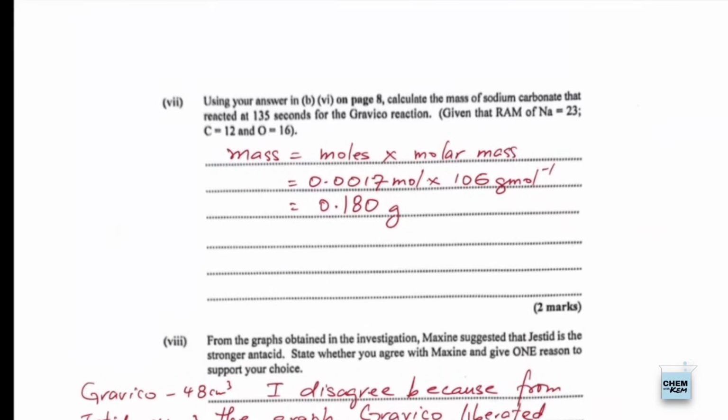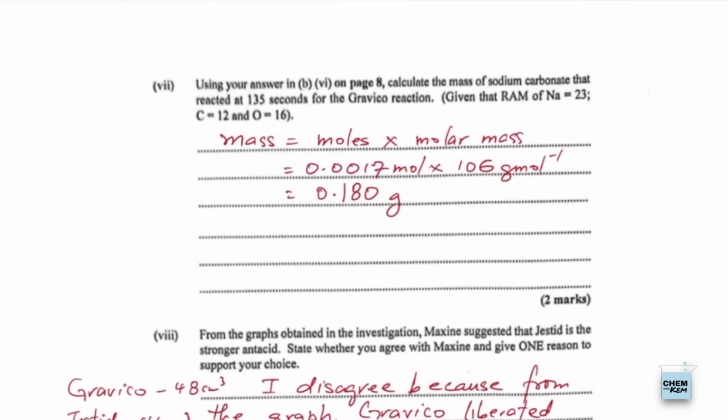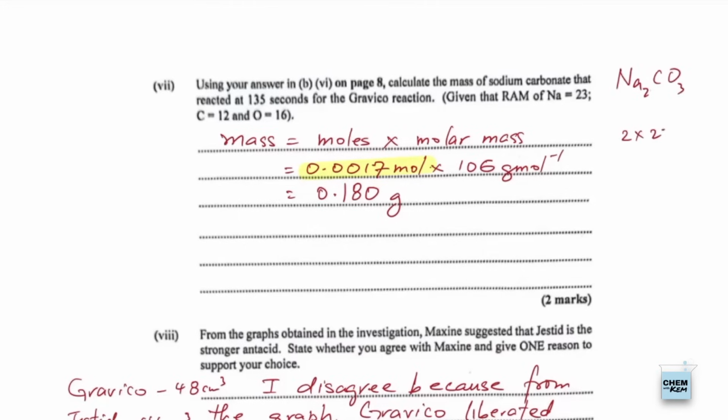So using our answer in B4, we're to calculate the mass of sodium carbonate that reacted at 135 seconds. We already know that the number of moles of sodium carbonate is 0.0017 moles. So what we want to do here is convert from moles to mass, and we do that by multiplying by the molar mass. So what we need to show them is that we know how to calculate the molar mass of sodium carbonate. So it's Na2, so it's 2 times 23, that will give us 46. We have 1 times 12, that's 12.